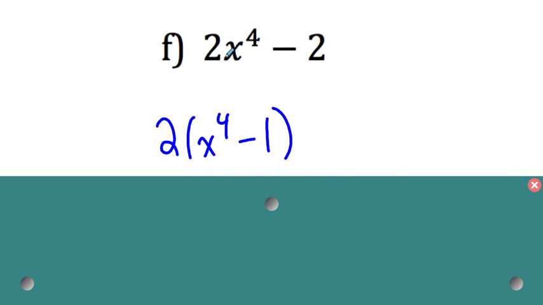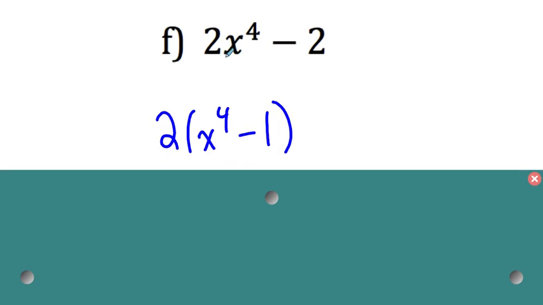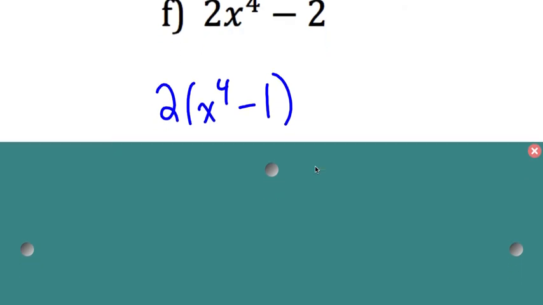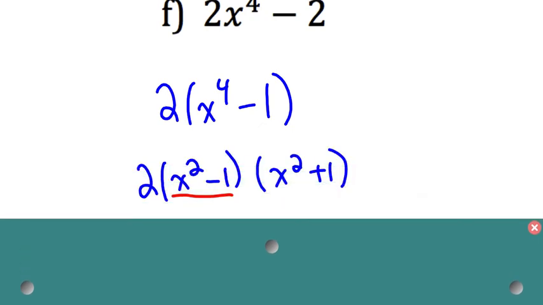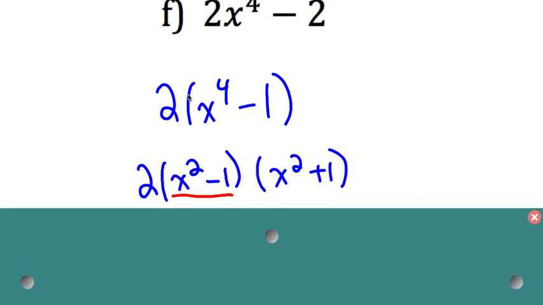Now, a lot of times people look at this and they say, well, there's no difference of 2 squares. 1's not a perfect square. 1 is a perfect square. It's just 1 times 1. So now we're going to factor that into 2, bring the 2 down, x to the 4th minus 1. X to the 4th is x squared times x squared. 1 is 1 times 1. So we get 1's a plus, 1's a minus, right?